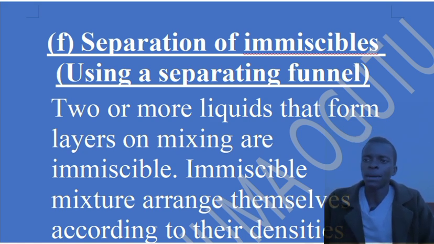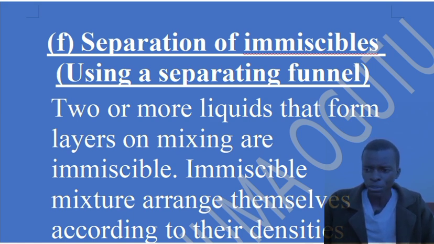Remember, it is because of the density that one of the liquids will settle at the top, and the other one will settle at the bottom. Then we'll have the meeting point where these two will meet. At that point we'll have the two layers where they are now meeting. Two or more liquids that form layers on mixing are immiscible.